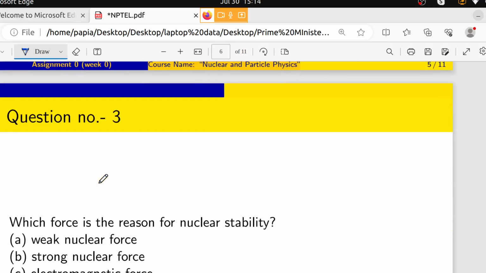After that there is question number 3, which is a very simple one, about the force responsible for nuclear stability. As we all know, there are four forces in nature. The first one is gravitational force, then electromagnetic force, weak nuclear force and strong nuclear force.